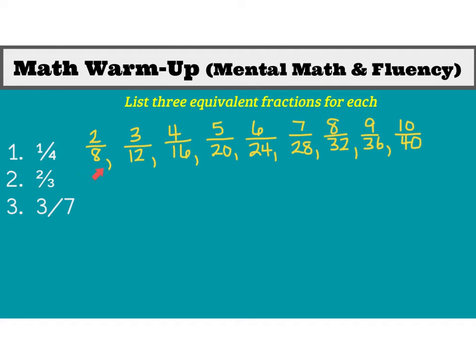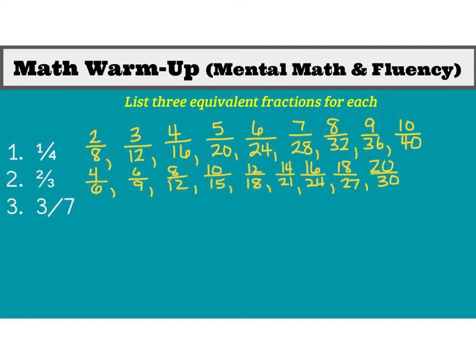I went ahead and did 10 of them just in case to see if maybe you got some of the same ones. So 2/8 would be 1/4, 3/12, 4/16, 5/20, 6/24, 7/28, 8/32, 9/36, or 10/40. And of course we could keep going and keep going, but we won't. So we'll take a look at number 2 next. So if you haven't done that one, go ahead and pause your video.